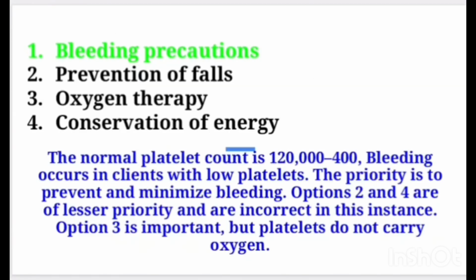See the options again. Bleeding precautions, prevention of falls, oxygen therapy, and conservation of energy. Here, fatigue and conservation of energy are linked more to anemia, not thrombocytopenia, and oxygen therapy cannot do anything with clotting ability. Prevention of falls and bleeding precautions can be a confusion between these two options, but although there is a concern of falls, the primary risk is internal or external bleeding, so we can avoid the second option also. So the correct answer is bleeding precautions.